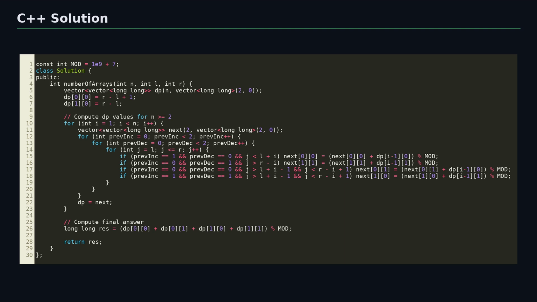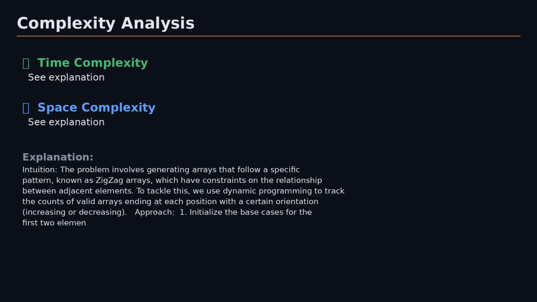We initialize the base cases for the first two elements, and then we iterate through the rest of the array, updating the dp table accordingly. For each position, we consider all possible values for the current element and check if it can be appended to the previous valid arrays. We use a modulo operation to avoid overflow and ensure that our counts are within a valid range.